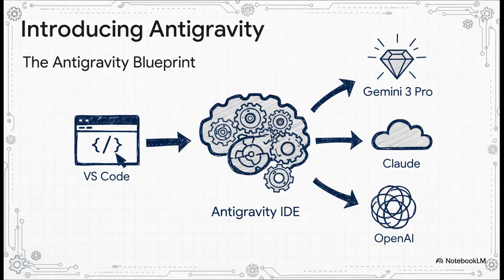So here's the rundown. It's actually built on something you already know. It's a fork of VS Code. Under the hood, it's running on the latest and greatest, Gemini 3 Pro. But here's the interesting part. It's also model agnostic. So you can plug in models from Anthropic, like Claude, or even from OpenAI.